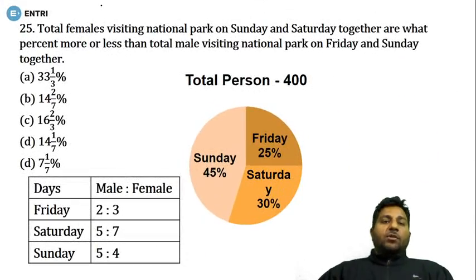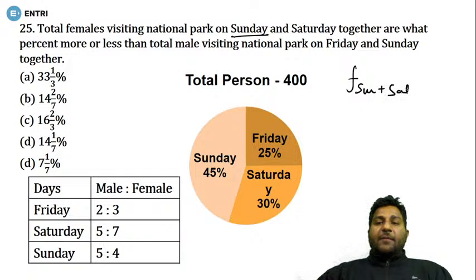Next: total females visiting the national park on Sunday and Saturday together are what percent more or less than total males visiting the national park on Friday and Sunday? Okay, so let's find out more or less. We need to compare this as well. As we all know, we need to take the female part as common. So look at this, let's multiply with 5.